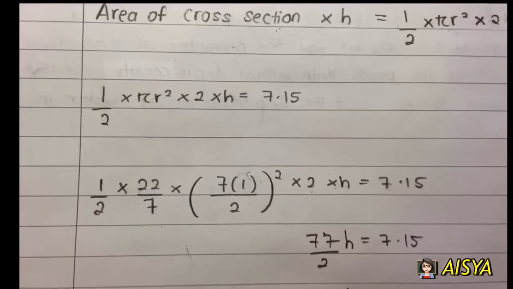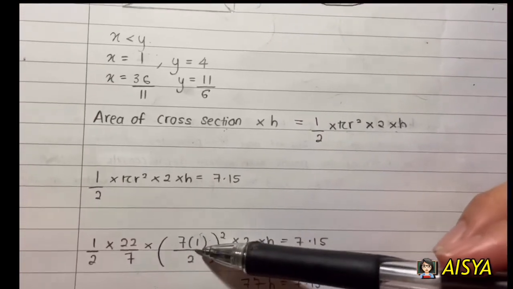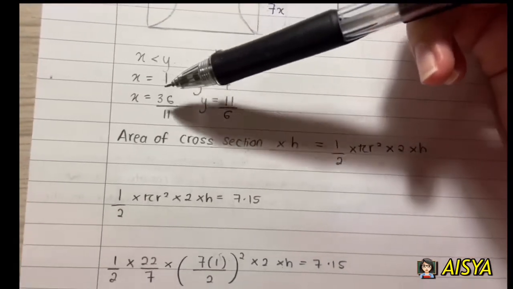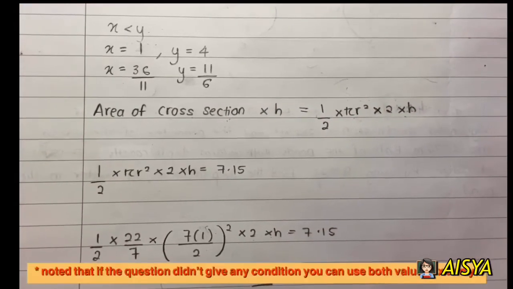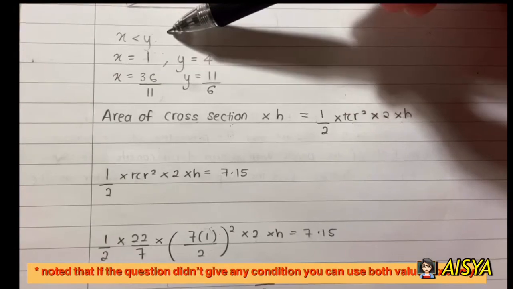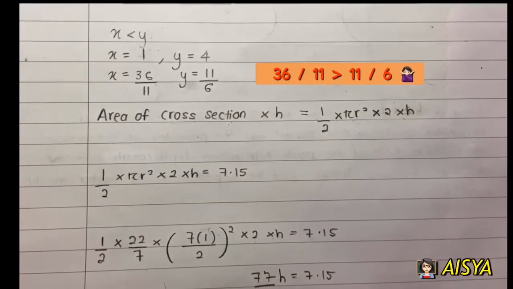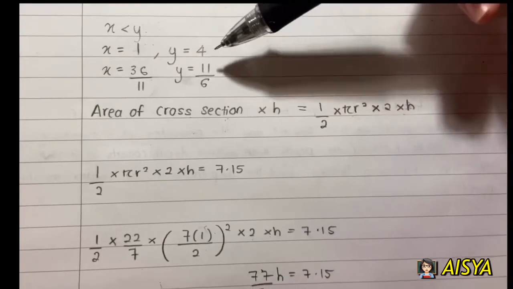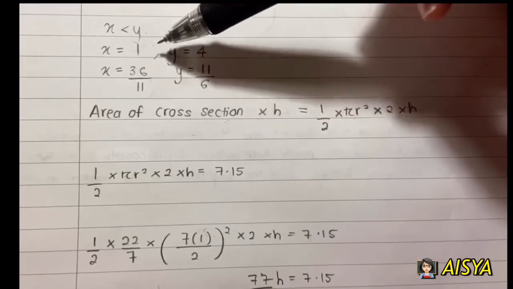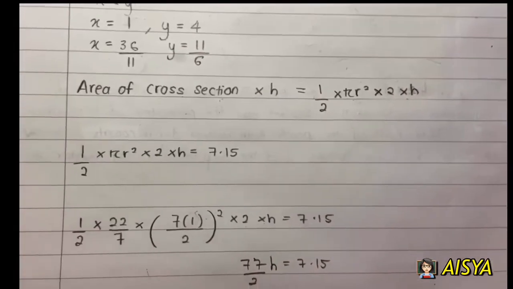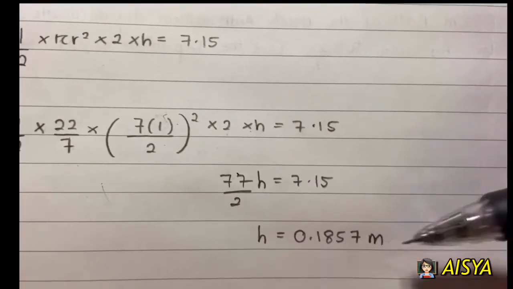So if you notice, the value of diameter, which is the x, I replace with 1. So why I replace with 1 instead of 36 over 11? Because in this question, there is a condition where x less than y. So if you take 36 over 11, it is bigger than y, which is 11 over 6. So we have to follow the condition which is x less than y. So you just have to calculate and you will get the value of h.